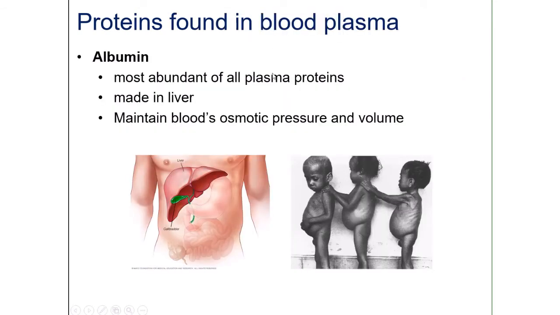So let's talk more about the proteins that are found in your blood plasma. Like I said, there are thousands of them. We're just going to look at a few examples. The most abundant protein in your plasma, the one that you have the most of, is called albumin. Albumin is made in the liver. Your liver is on the right side of the body, just underneath your diaphragm. There's your diaphragm, right? So right there, that's your liver. The liver actually makes a lot of the plasma proteins, and one of them is albumin.